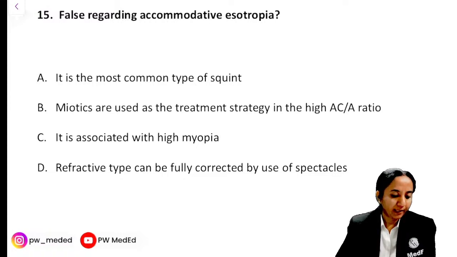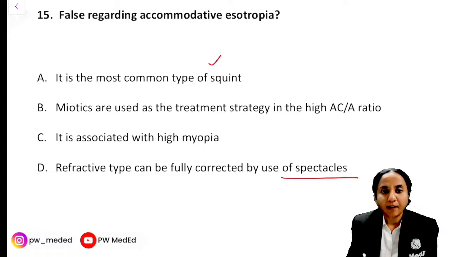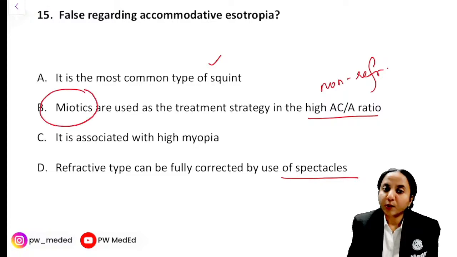Chalo, quickly tell me, what is the answer to this question? Correct. So see, it's the most common type of squint. For the refractive variety, glasses. Non-refractive variety, that is high AC/A ratio, means it is this non-refractive variety. And I told you, for this miotics are given. So all this is correct.